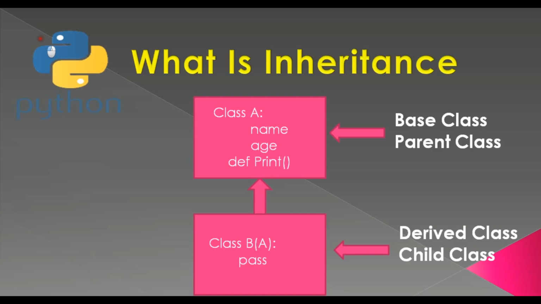Now in here class A is called the base class, and we can also call it the parent class, and class B we can call the derived class, and also the child class. So now let me open my PyCharm IDE and I'm going to show you the practical example of inheritance in Python.